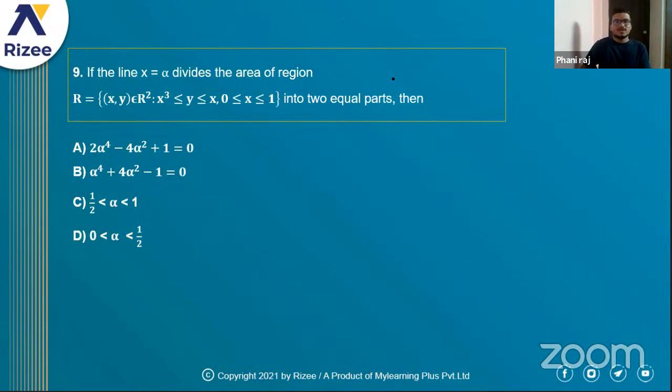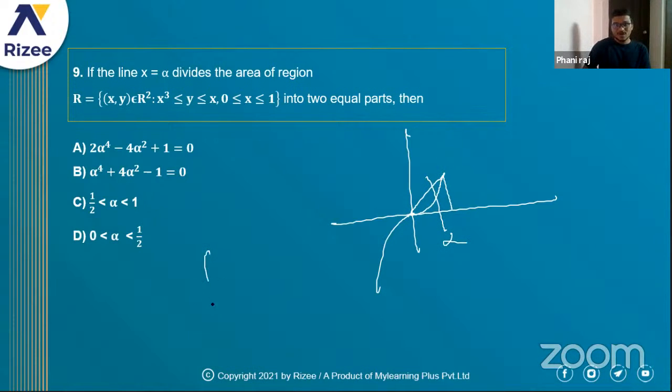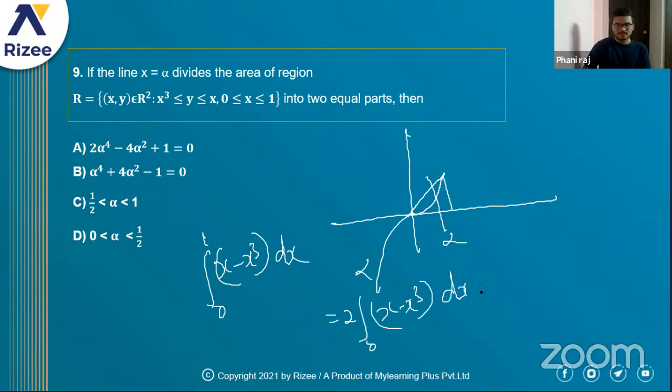Next comes the ninth question. x equal to alpha divides the region. So again, here is how to do the graphing. How does y equal to x cube lie? In fact, x cube between 0 to 1 is less than x. So this is y equal to x, this is y equal to x cube. Suppose the line x equal to alpha divides it. That means the integral 0 to 1 of x minus x cube, not x cube minus x, because x lies between 0 to 1. This is equal to 2 times the integral 0 to alpha of x minus x cube dx.